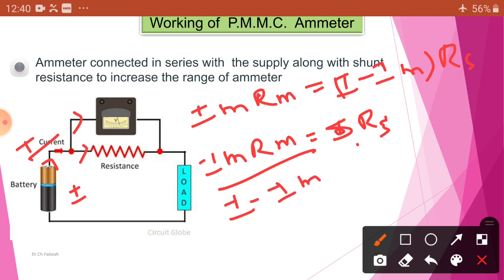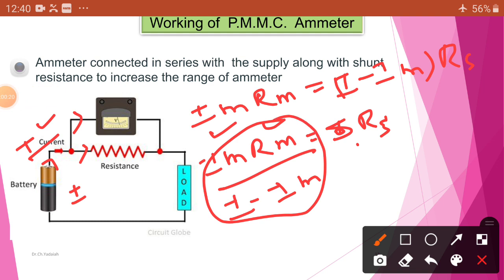So that means you are going to get it. Im is known, the meter resistance is known, and the value of the current you are going to measure is known. So substituting these values, we get the shunt resistance, and from this shunt resistance we calculate the value. This way you are going to find those values.